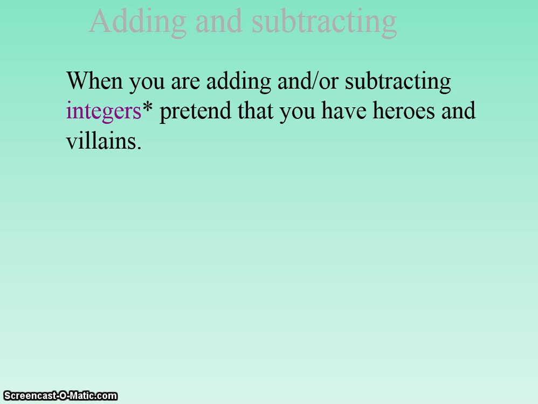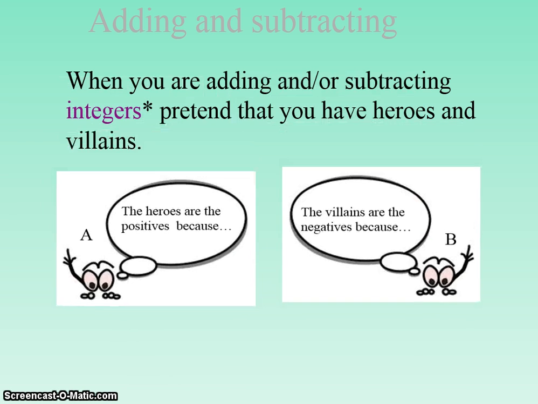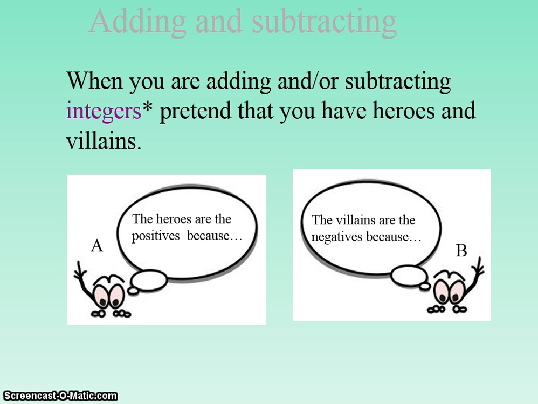When you are adding and or subtracting integers, pretend you have heroes and villains, or you could pretend you're on two different football teams, whatever makes the most sense. One of them is going to be the positive, the other the negative, and they're going to fight each other and take each other out. It makes sense that if you have more of one than the other, you're going to have a win, because it's one for one. One guy takes one out.